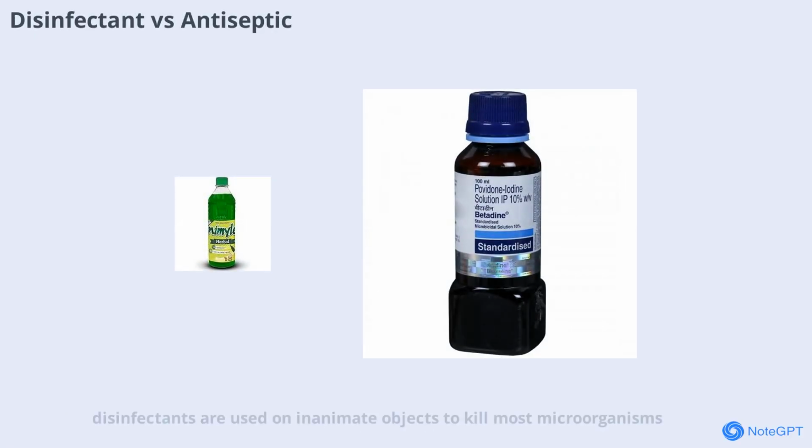To summarize: disinfectants are used on inanimate objects to kill most microorganisms, while antiseptics are used on living tissues to prevent infection. Both play vital roles in infection control, but their applications are distinct. Choosing the right agent for the right situation is key to effective hygiene and safety.